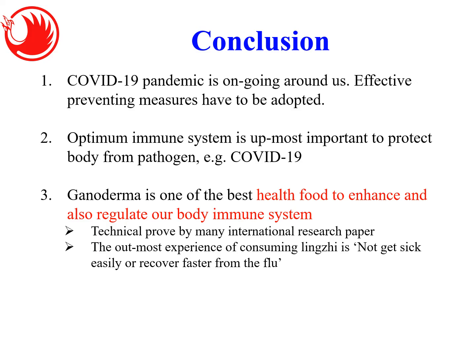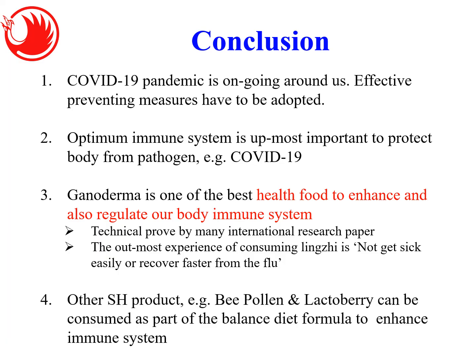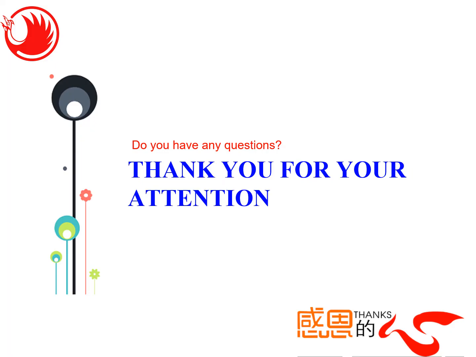I think a lot of people in this Zoom meeting also consume 灵芝 for many years. They can also share this observation with you. You take 灵芝, you don't get sick easily. Not to say you don't get sick, but if you get sick, you recover faster because of the optimal immune function we can achieve in our body. Other small products like bee pollen and lactoberry can be consumed as part of a balanced diet formula to enhance the immune system. Okay, that's all for me for today.